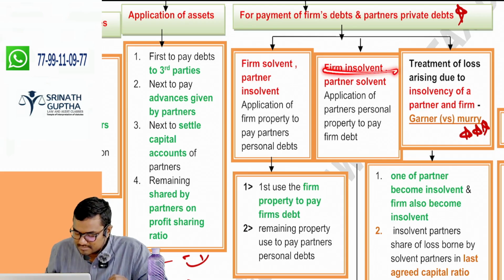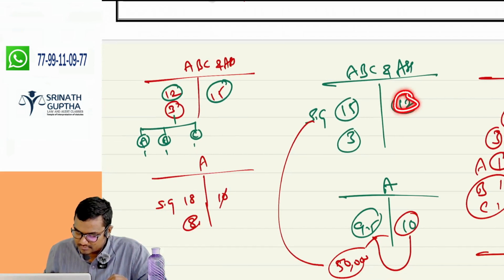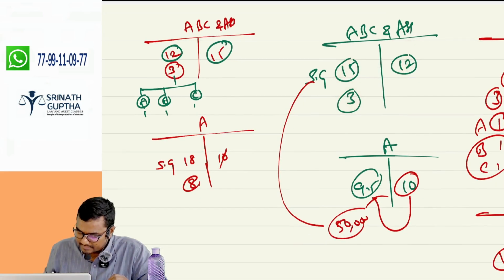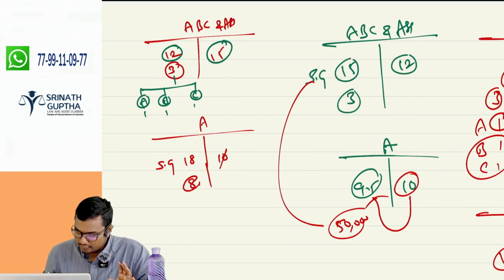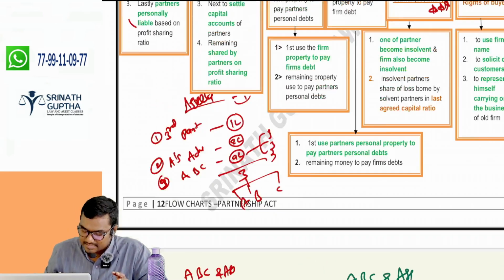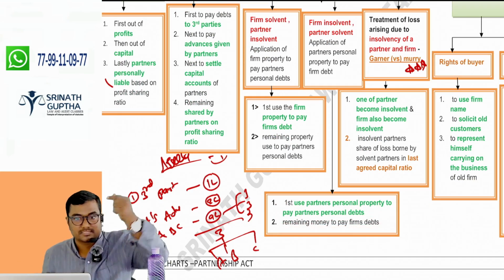Second one, the firm is insolvent and the partner is solvent. Firm assets 12 lakhs, liabilities 15 lakhs. So from this 15 lakhs, we will take the 12 lakhs here. An extra 3 lakhs is left. Then I'm trying to take this 3 lakhs from A's assets. A said, hey Babu, wait. From my assets, let me pay my liabilities. If something remains, you can take. The partner will use his assets first to pay his liabilities. First, use the partner's personal property to pay the partner's personal debts. Remaining money can be used to pay the liabilities of the firm.